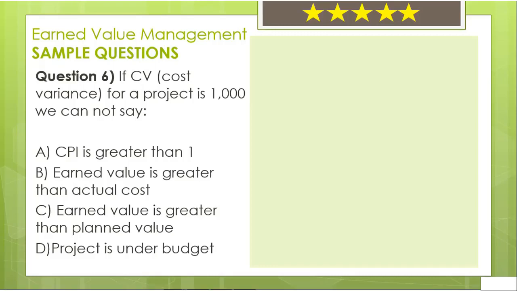Question number 6. If CV, the cost variance for a project is 1000, we cannot say A. CPI is greater than 1, B. Earned value is greater than actual cost, C. Earned value is greater than planned value, D. Project is under budget. What do you think?